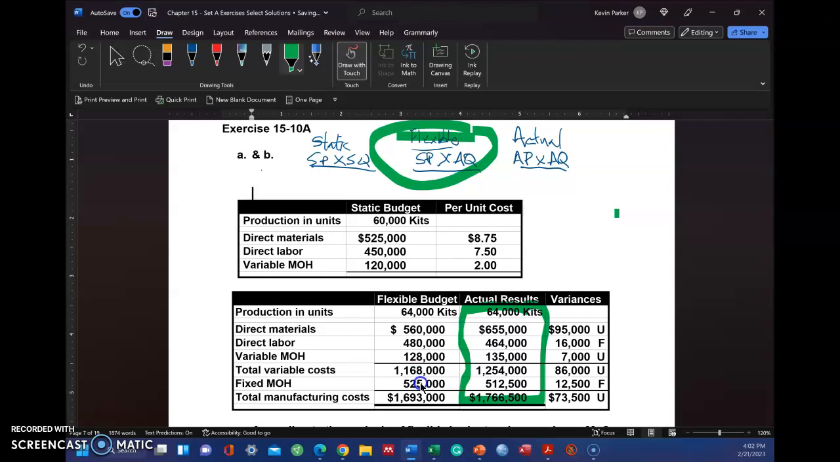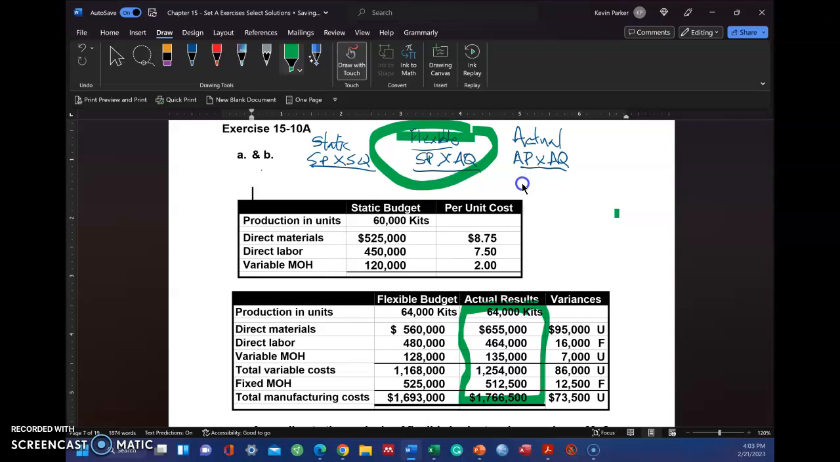Subtract the budgeted fixed costs. If we were to look at fixed costs according to these three, we would have 525,000 under the static, 525,000 under the flexible, and under actual, we'd have 512,500. Okay.